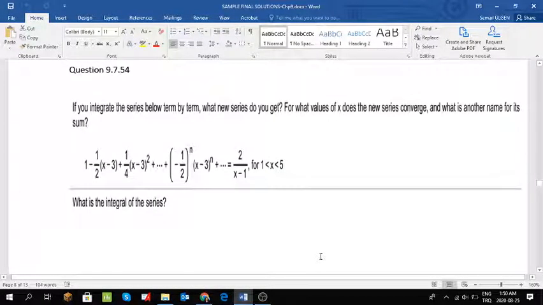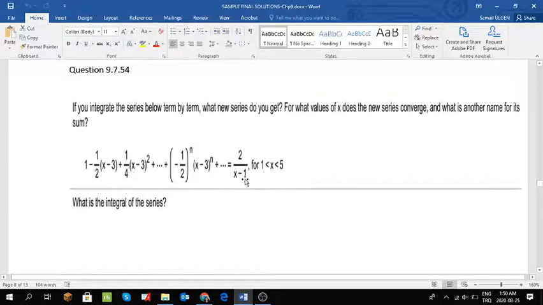Okay, next question is chapter 9, section 7, question 54. You are given a series as follows, a Taylor series opened up around 3. This series is actually equal to 2 over x minus 1 in this radius of convergence. Outside of this interval they are not equal, but inside this interval, for every x, the series on the left is the same as the function on the right.